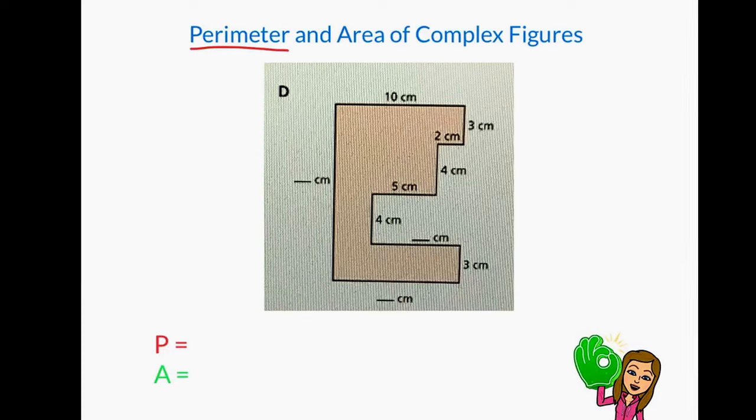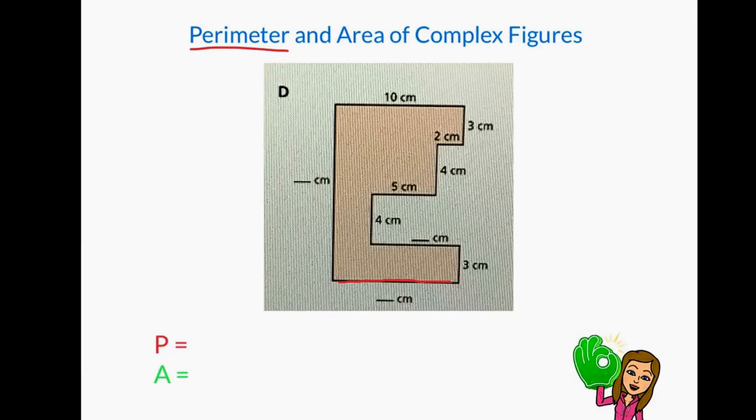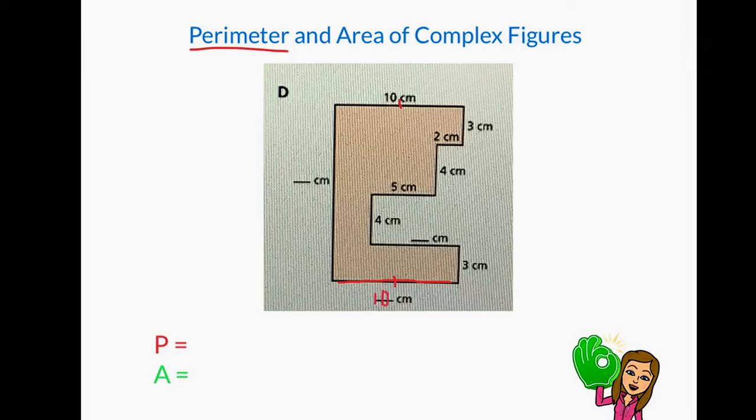I already can tell I have a few sides that are missing measurements, so first I need to solve for those measurements. I noticed that one of those measurements is this bottom baseline or length. And in order to solve for that one, I can tell that it is equal to the top line of 10 centimeters. So looking at that, I can tell that the bottom one will also be 10 centimeters.